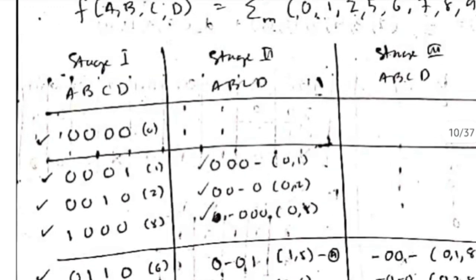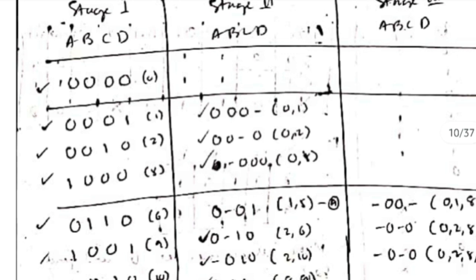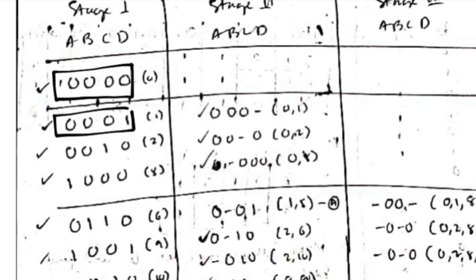After writing that, the next stage we have to write: see here, 0 0 0 0 will be compared with this one. When we compare this, the first 3 bits of both of these are the same, only the change is happening at the last bit. So we'll write 0 0 0 and a dash here, and inside the bracket we'll write which 2 numbers were matched, and after matching these 2 numbers, if they match here, you will make a tick mark here.